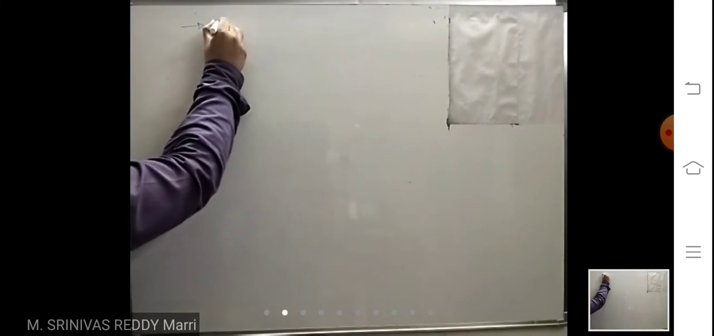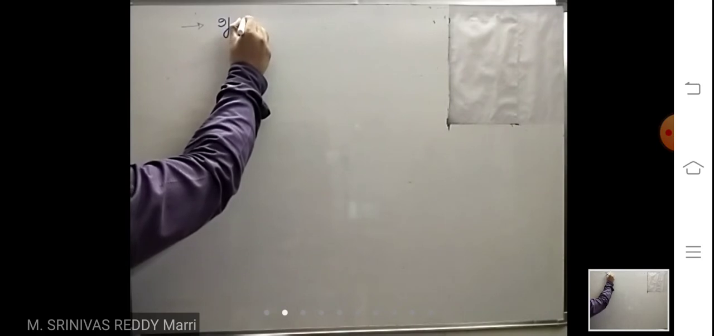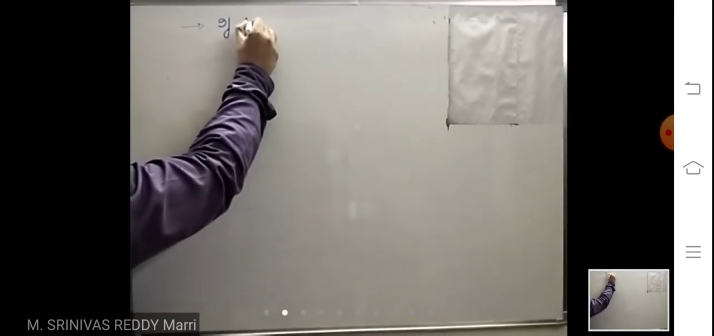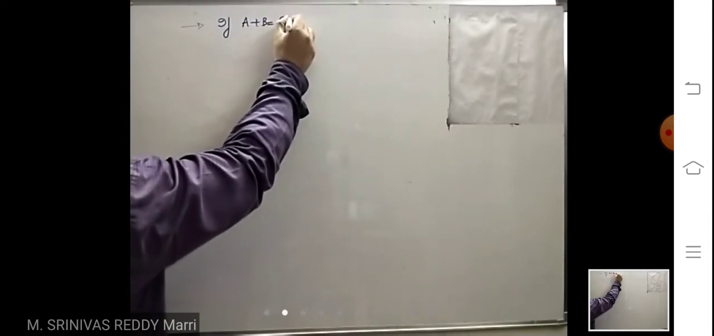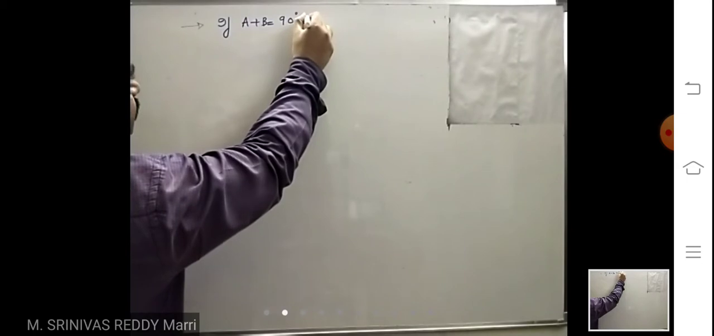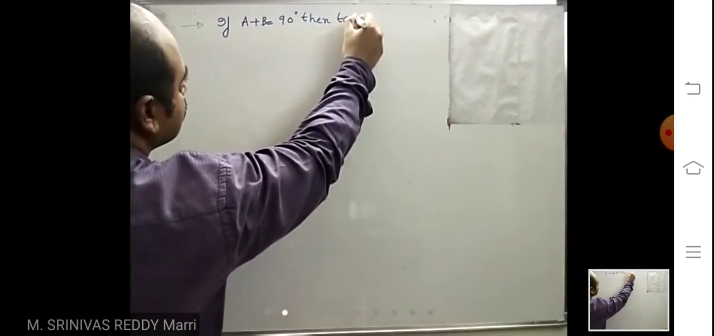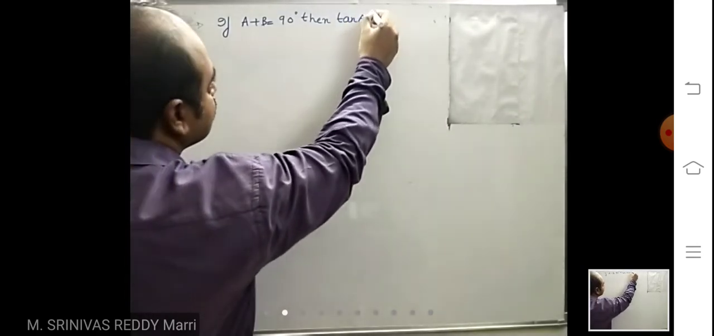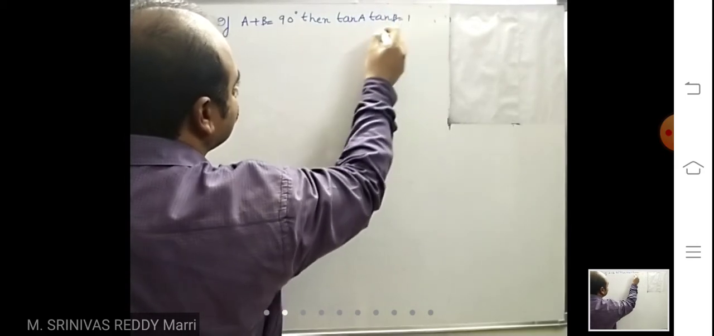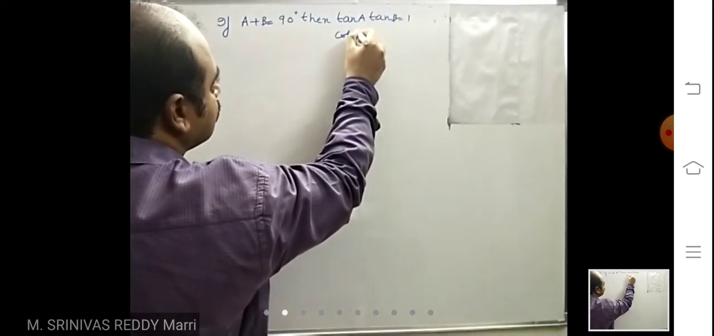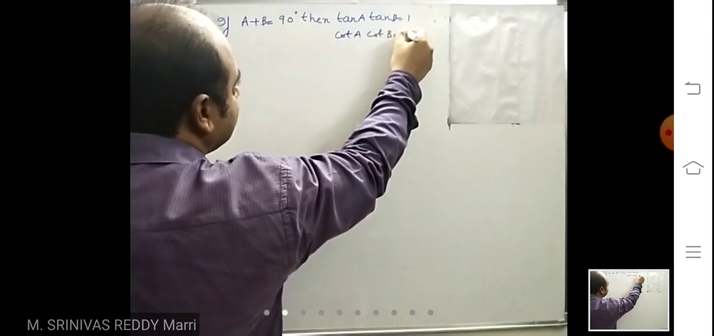Look at this. If A plus B equals 90 degrees, then tan A into tan B equals 1, or cot A into cot B equals 1.